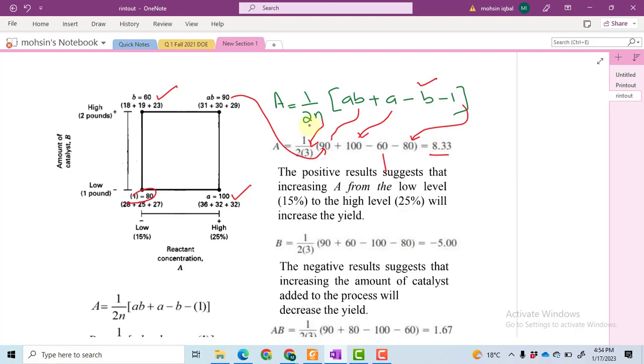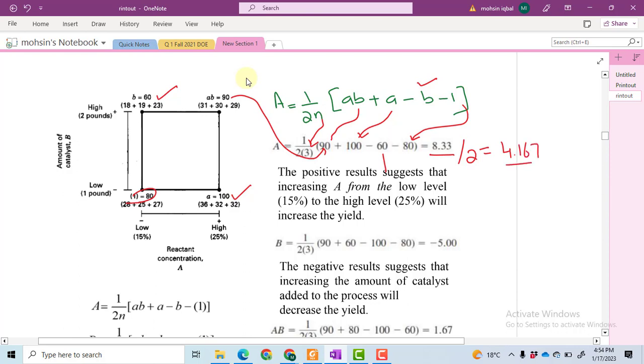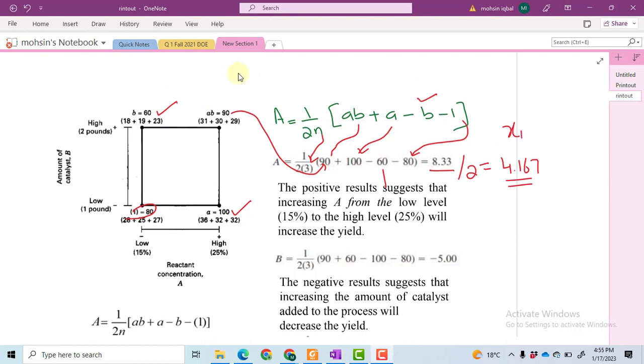If we want to use this value further, we divide it by 2. So 8.33 divided by 2, we got 4.167. This value is the slope for factor A, or you can say it is the slope of x1, that is the concentration of the reactant. So we can see that the effect of the concentration of the reactant is positive. When we increase it, the yield increases. So the positive result suggests that increasing A from the low level of 15% to the high level of 25% will result in an increase of yield.